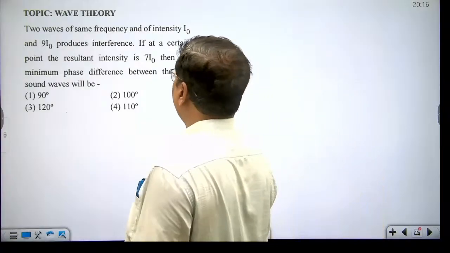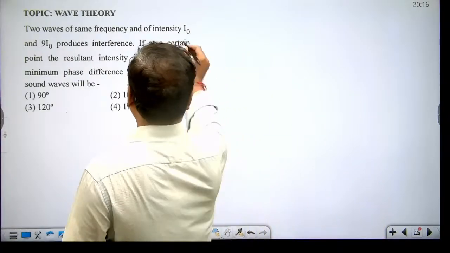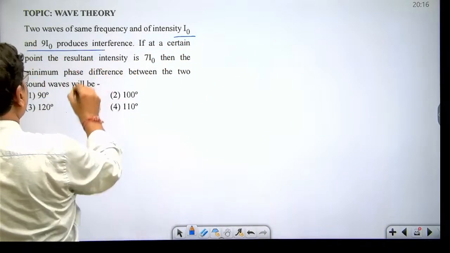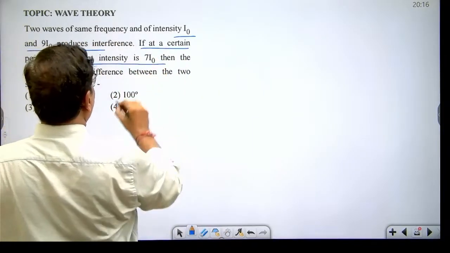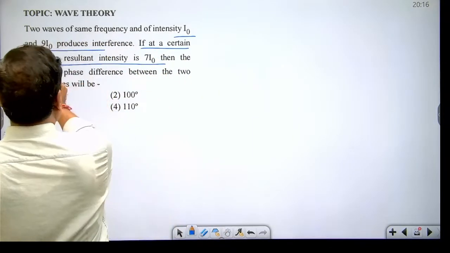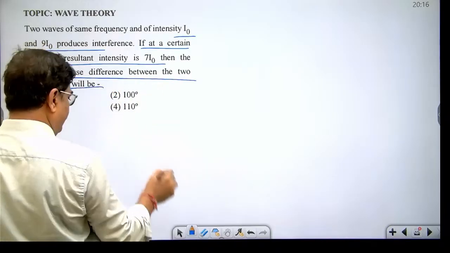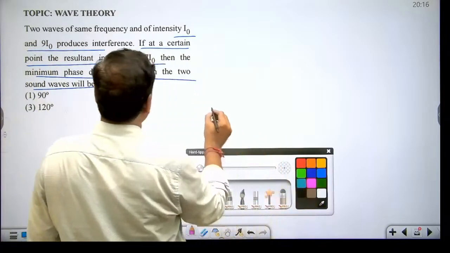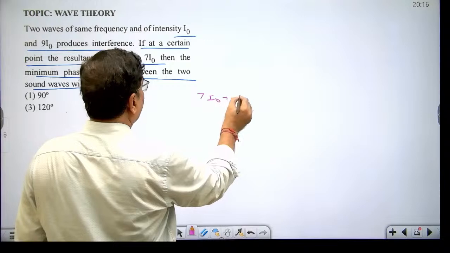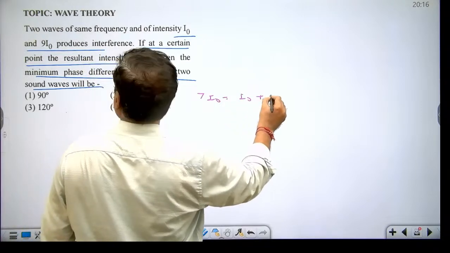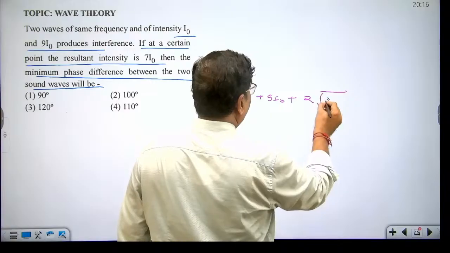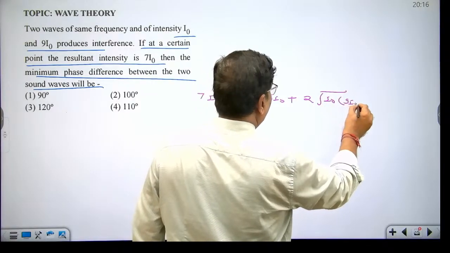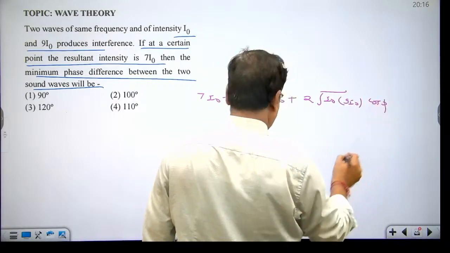Two waves of same frequency and of intensity I node and 9I node produce interference. If at a certain point the resultant intensity is 7I node, then the minimum phase difference between the two sound waves will be. Dear student, the resultant equation is 7I node equal to I1 plus I2 plus 2 under root I1 I2 cos phi. This is the equation.